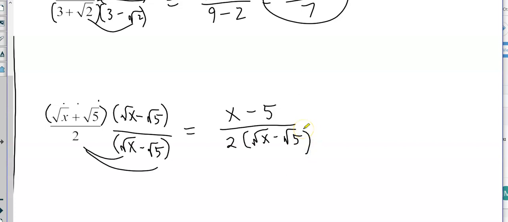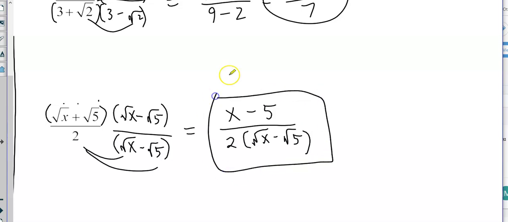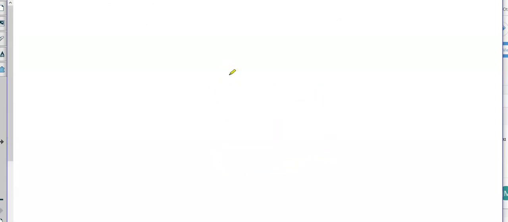Or you could distribute, that would be 2 times square root of x minus 2 times square root of 5. That would be correct as well. That's the lesson.